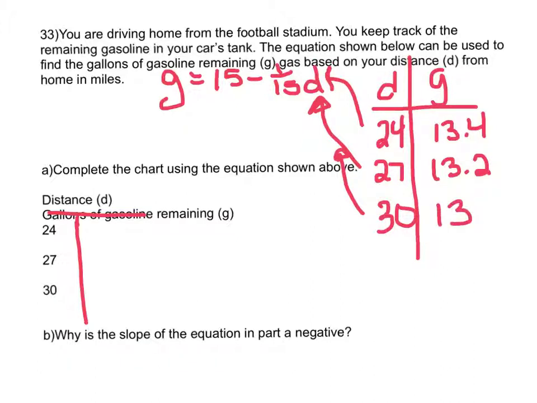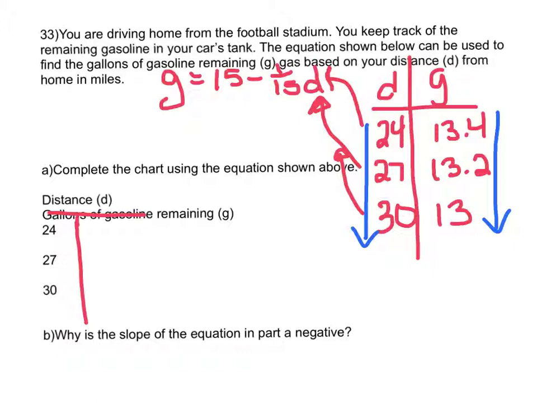What it's asking you now for part B is because the miles increase and the number of gallons decrease, that's why the slope of the equation is negative. Because as your distance increases, see how your numbers are getting larger? Your gallons are decreasing. So as one goes up, the other goes down. That's going to cause a negative slope.